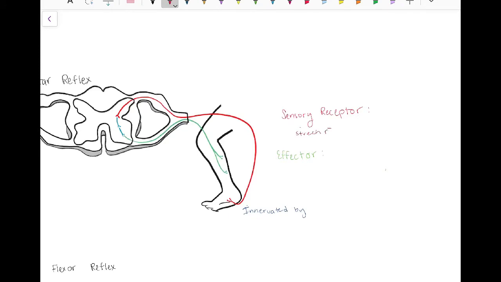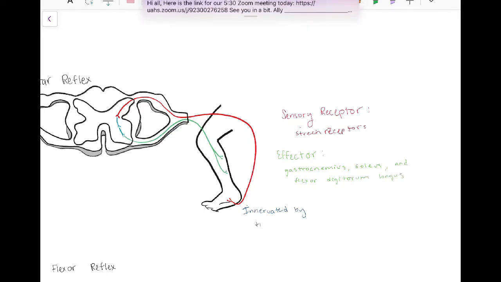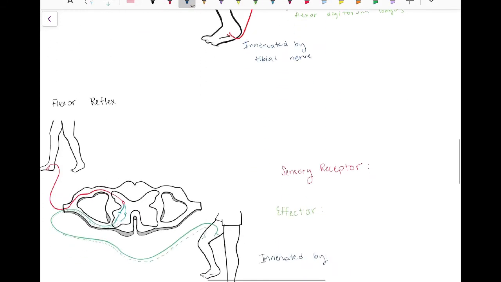Okay, next we have the plantar reflex. This is a polysynaptic reflex arc, and they sense stretch or pressure within the foot, and that sends signals to the gastrocnemius, soleus, and flexor digitorum longus to produce flexion of the toes. If there is extension of the toes, then that's when you typically see demyelination within the tibial nerve.